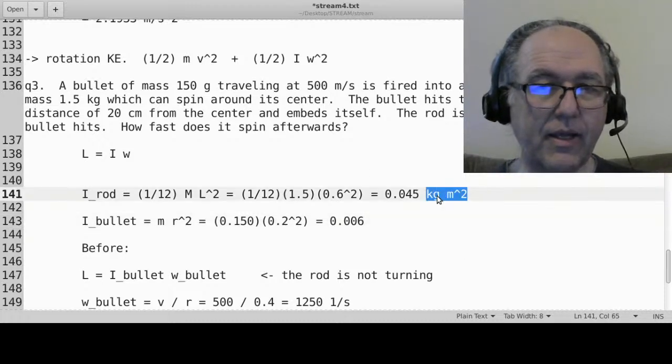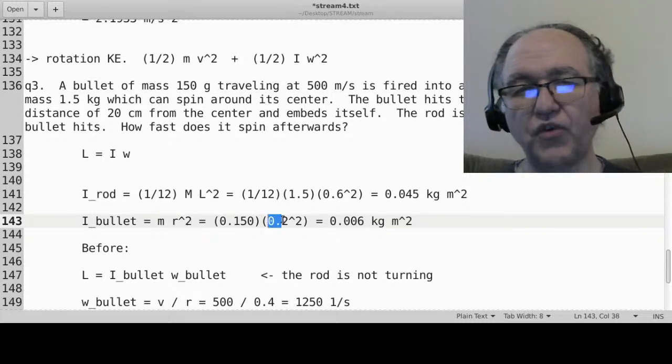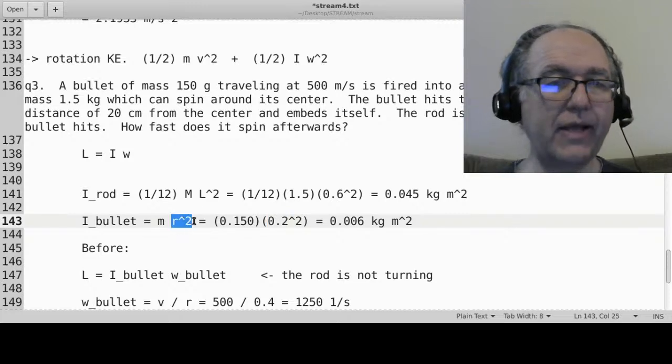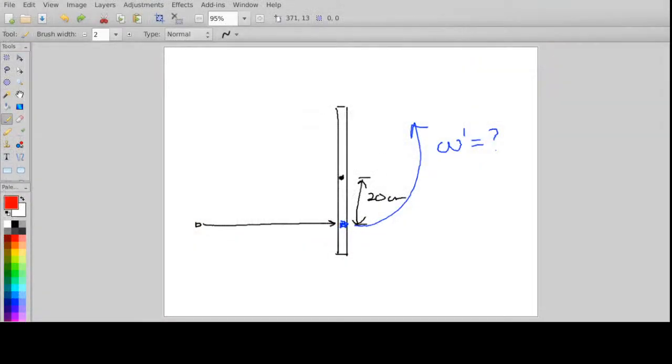0.06. Now, you say to me, how did you get this formula for the bullet, and why did you use 0.2 for the R? Let's go back to the diagram and you'll see what's going on there. Let me clean up the diagram a little bit. This is the before picture. Once the bullet is embedded, let's look at where it gets embedded. It gets embedded right there. That blue dot is where the bullet is embedded.